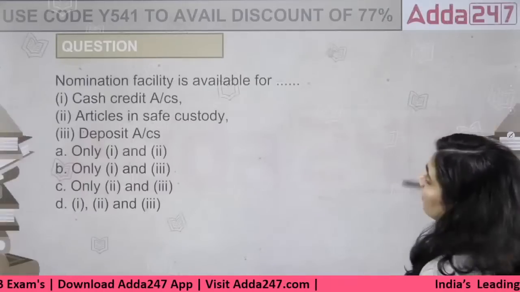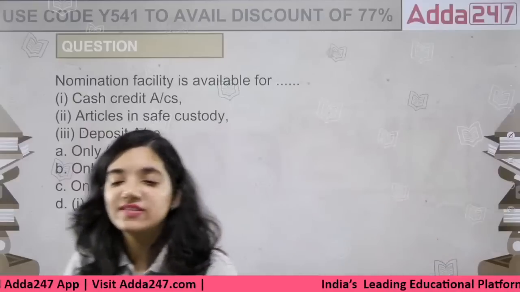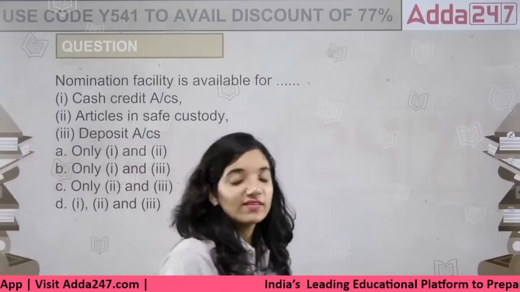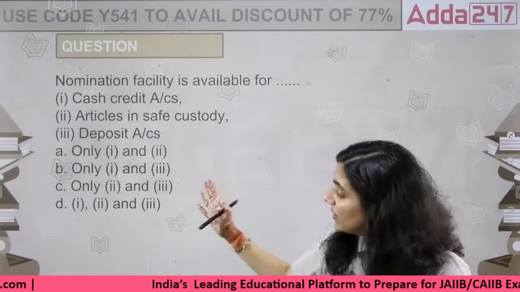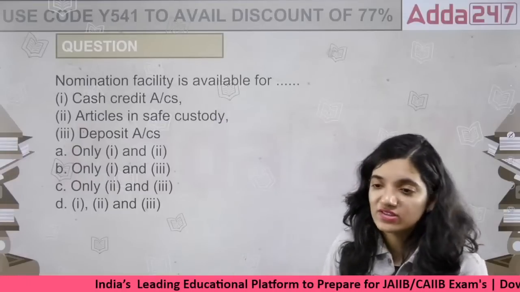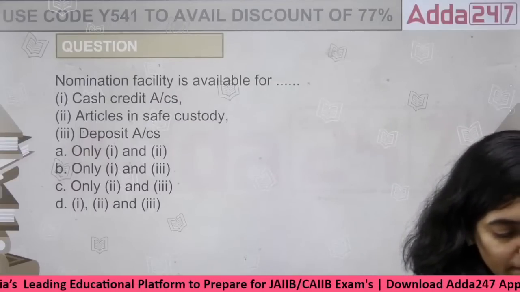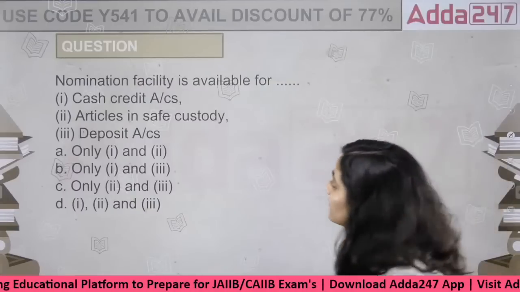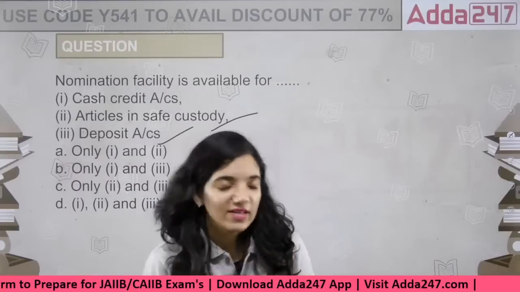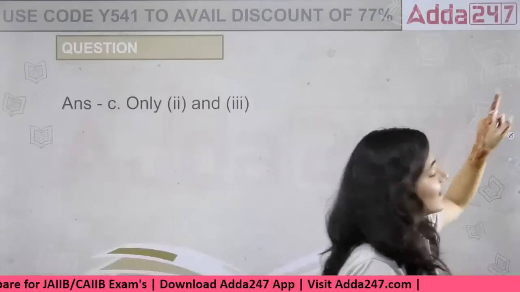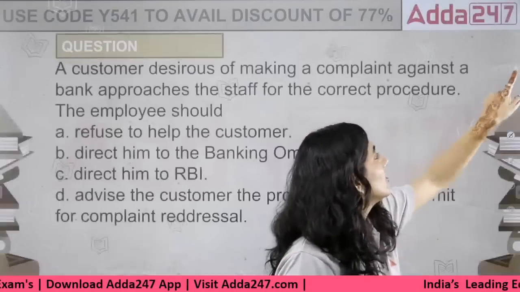Okay. Now, let's move on towards the next question. It says nomination facility is available for the cash credits, the articles in safe custody or deposit accounts. Is it A, B, C or D? Nomination facility is available for which particular accounts? The nomination facility is available only for the articles in safe custody as well as in the deposit accounts. So in this case, the correct answer is going to be only 2 and 3. Moving on to the next question.